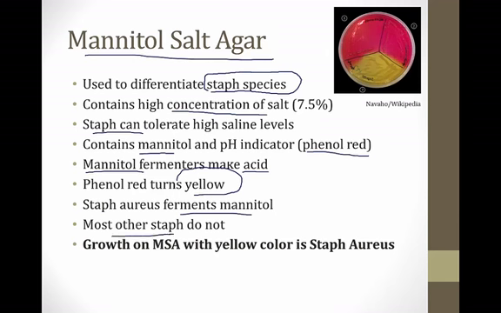So the bottom line is that growth on mannitol salt agar with a yellow color is Staph aureus. I've got a picture for that up here in the corner. So in the bottom there's Staph aureus growing, and the phenol red has been turned to yellow by Staph aureus. We've got some other kinds of staph in the other parts of the growth plate, and they are not turning it yellow, they are staying red.